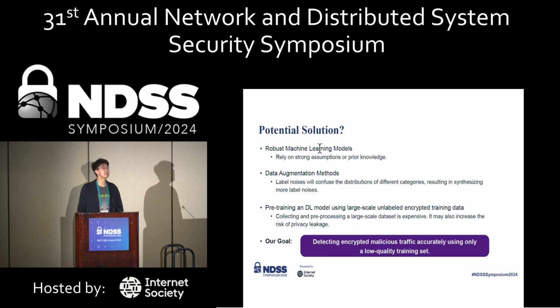There are some potential solutions. First, we can use robust machine learning methods against label noise. However, they rely on strong assumptions or expert knowledge. Second, we can use data augmentation methods, but label noise will badly affect the performance of data augmentation models, which can result in more label noise. Third, we can use pre-trained models with large-scale unlabeled data sets. However, this is time-consuming, and it may also increase the risk of privacy leakage.